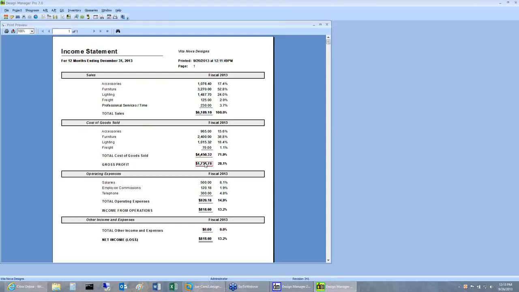Now, of course, there's more than just the cost of goods, the things I purchased from a vendor. We also have other expenses in the company, and those aren't easily related to the merchandise we sell. So those come under the operating expenses section.